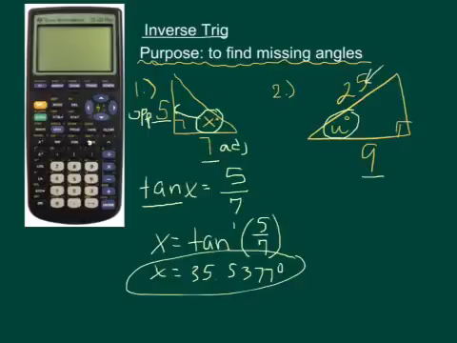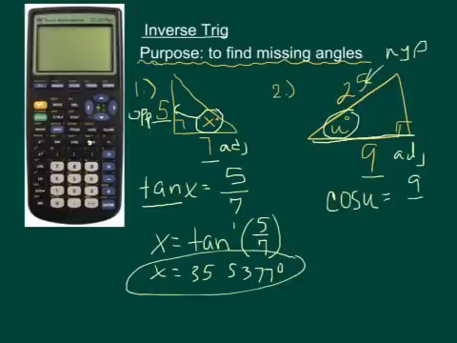Alright, in number 2, I'm given this U angle, and then I'm given 9, and I'm given 25. When I'm looking at U, 9 is my adjacent side, and then 25 is my hypotenuse. So if I'm using adjacent and hypotenuse, that means I'm going to be doing cosine. So I'm going to say the cosine of U equals adjacent over hypotenuse, which is 9 over 25.